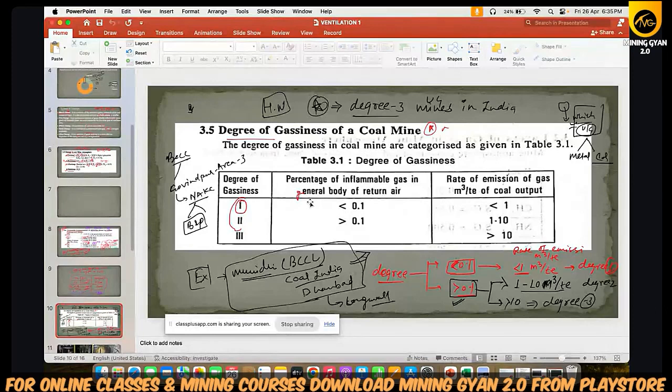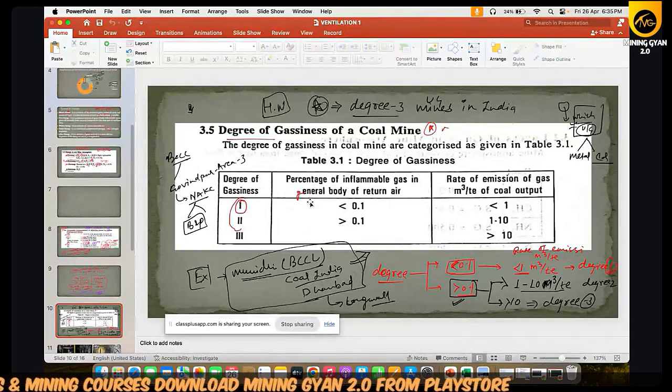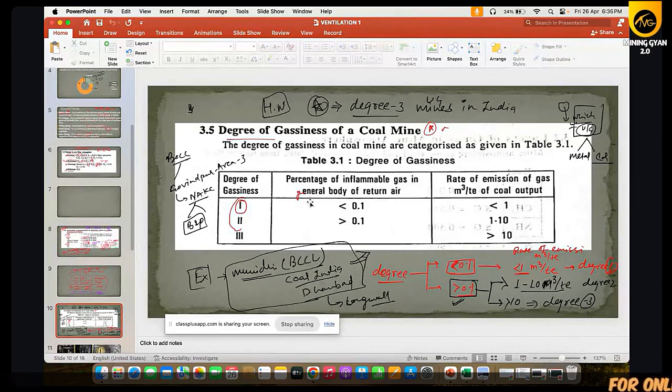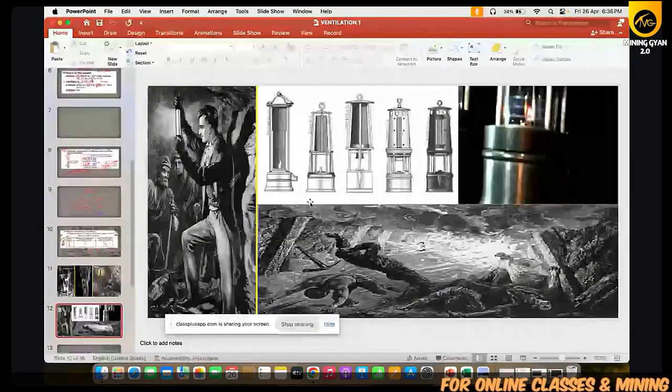When the rate of emission is 1 to 10, then we call it degree 2. And if the percentage of inflammable gas in the general body is more than 0.1 and the rate of emission is more than 10, then we call it degree 3. I told you to go and search for degree 3 mines in India. Apart from Moonidih, if you know any other mines, please comment, so your friends can also read.